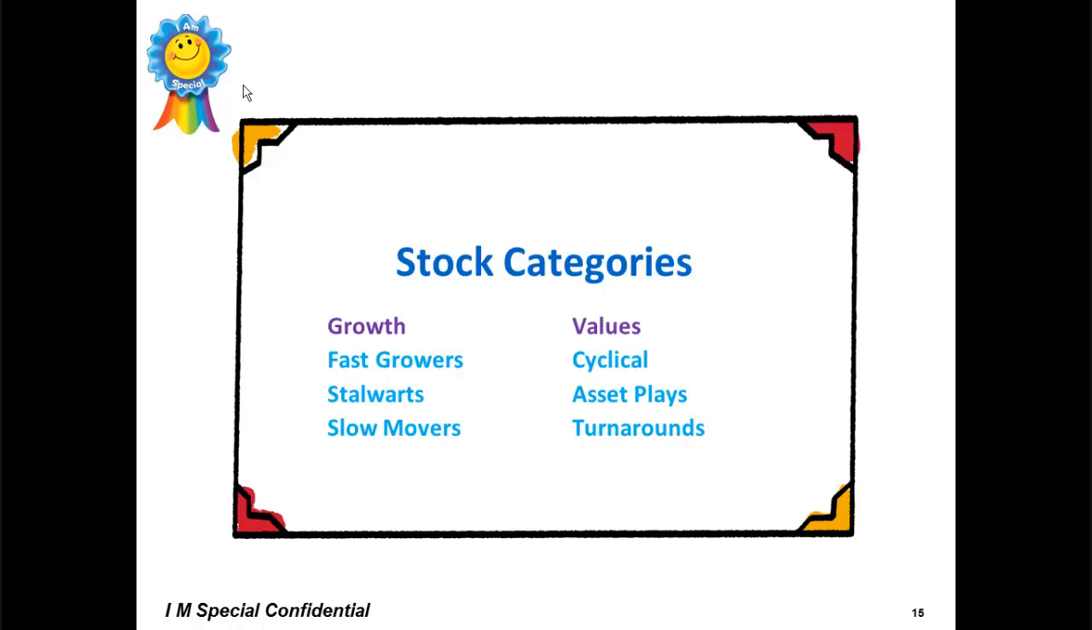Stock categories. Before we look at various valuation methods available, it is very important to understand what is the nature of the stock, what is the quality of the stock. So any stock can be classified into these broad brackets. One is growth stock or value stock. In the growth stock, we have fast growers, stalwarts, slow movers. In the value pick, we have cyclicals, asset plays, and turnarounds.